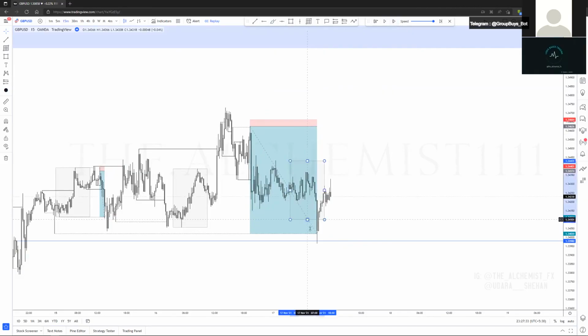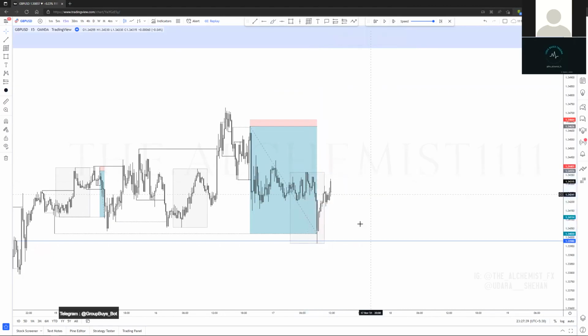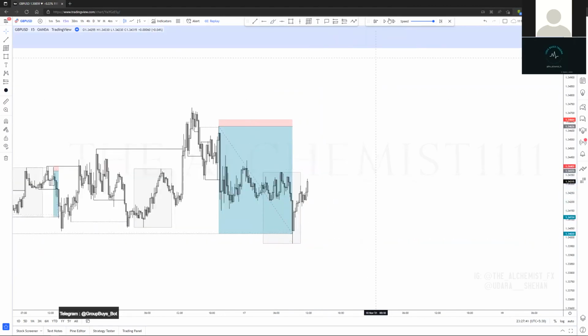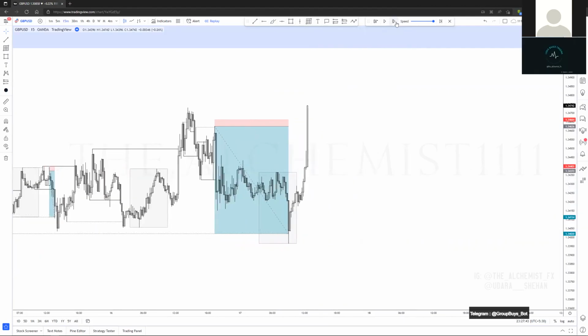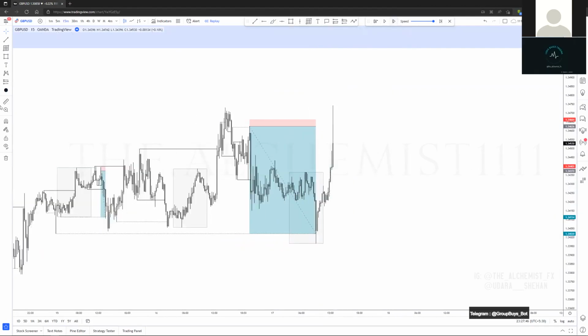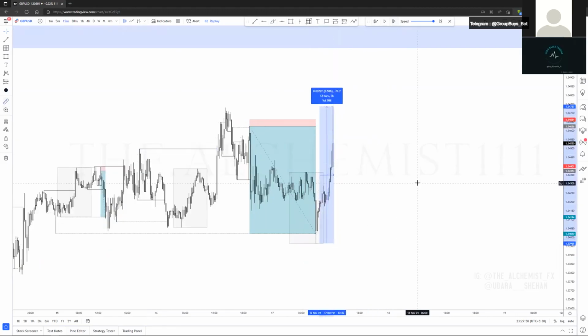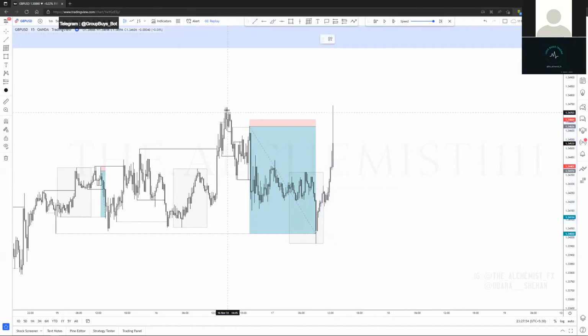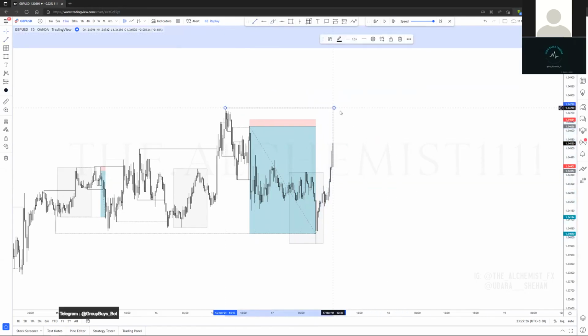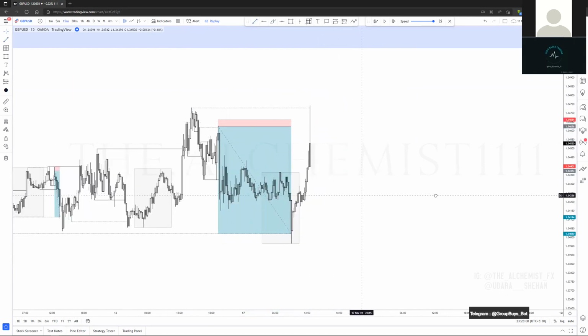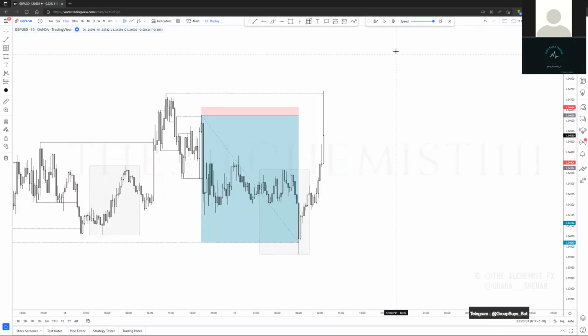Asia ends. Now let's patiently wait for a setup. Now let's see what they're doing. Look at this, look at the reaction from the zone now. 77 pips in one day, starting from Asia. Now they have taken that high out too. They do it when people sleep.